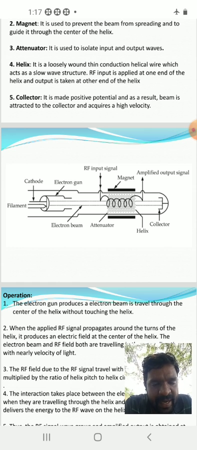Here we also use the magnet, attenuator, and helix. The attenuator is used for isolation, that is, the input and output signals are isolated by the attenuator, and the magnet keeps the helix in the center of the vacuum tube. Here the helix takes the RF input, and the amplified RF output is taken out by the helix. So this is the construction of the traveling wave tube.